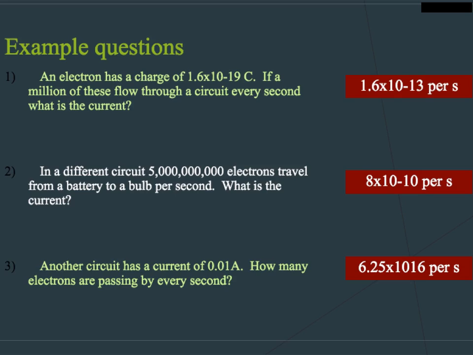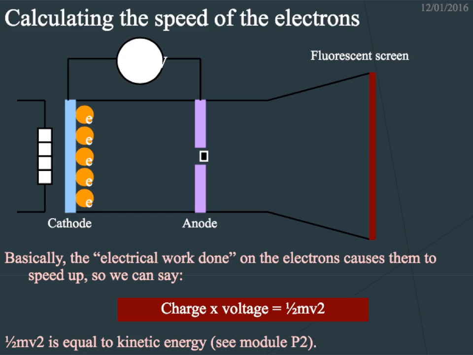We will now look at how to use charge to calculate both the velocity and the voltage of an accelerating electron. In order to calculate the speed of an electron, we can look at the electrical work done. This means that we can put together the equation of charge times voltage equals half mv squared, where half mv squared is equal to the kinetic energy. We will now look at this equation in more detail.